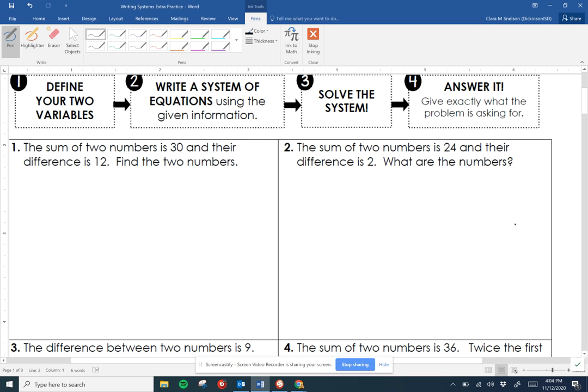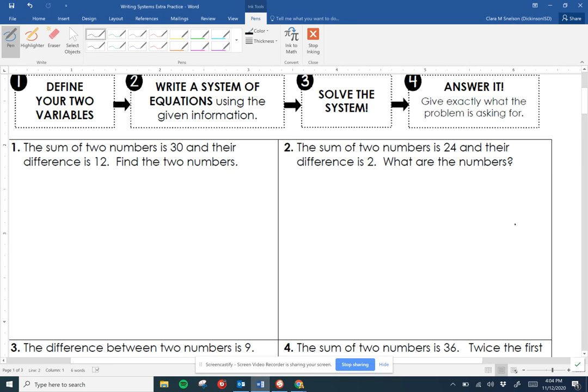So today we're going to be talking about how to write the equation of an application of a system. In order to do that, we are going to follow these steps. We're going to define our variables. Sometimes we use X and Y. Sometimes we can use other letters, just depending on the situation. Then we're going to write the equations using our information, and then we can solve.